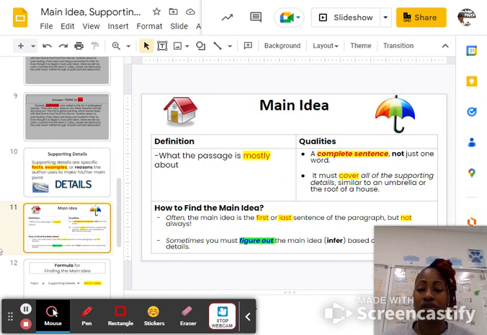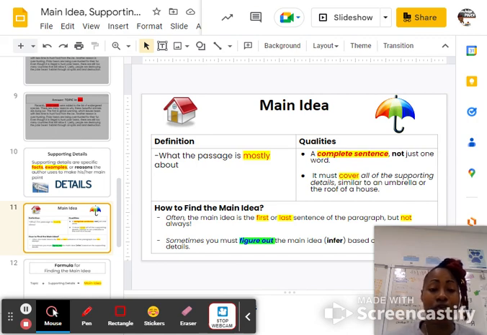Next, we're going to go to slide 36 in our digital notebook, slide 36. So, main idea. We had topic. We know what those details are about the topic. But here we're going to get to the cornerstone of what our passage is about. So we think about main idea as what the passage is mostly about.